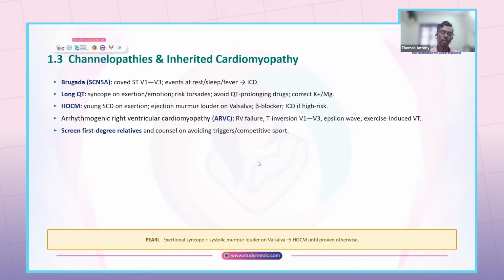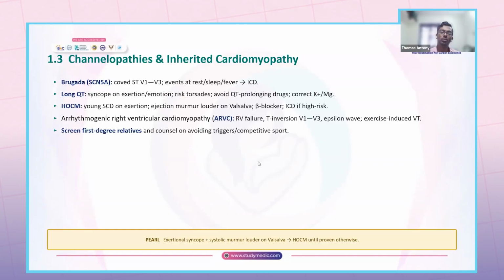Okay. Now we have ARVC, which is arrhythmogenic right ventricular cardiomyopathy, which presents as RV failure. Then T inversion in V1 to V3, epsilon waves, exercise-induced VT. So in all these cases, we have to screen the first degree relatives and counsel on avoiding triggers and competitive sport.